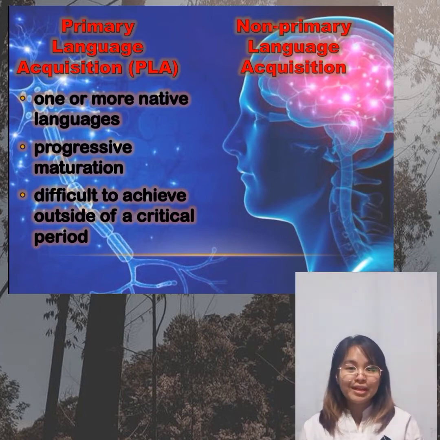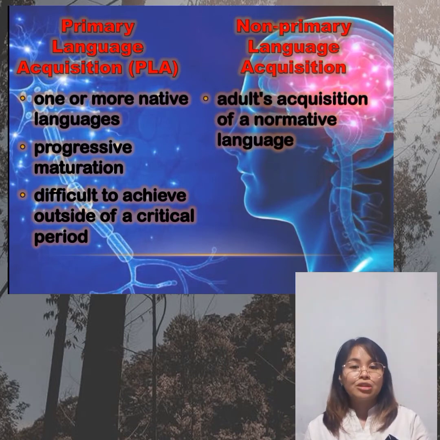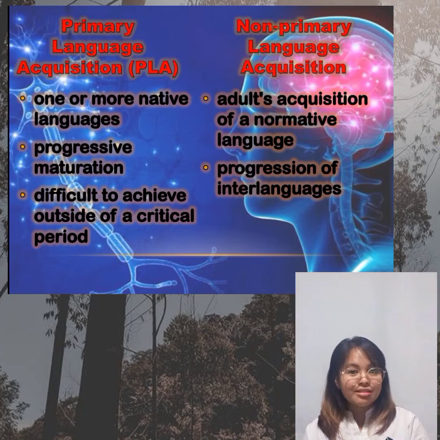Now that we have defined primary language acquisition, let us proceed to non-primary language acquisition. Non-primary language acquisition is an adult's acquisition of a normative language after the period of primary language acquisition. It is characterized by the progression of interlanguages. By progression of interlanguages, we mean the process of developing the type of language or linguistic system that second and foreign language learning use.